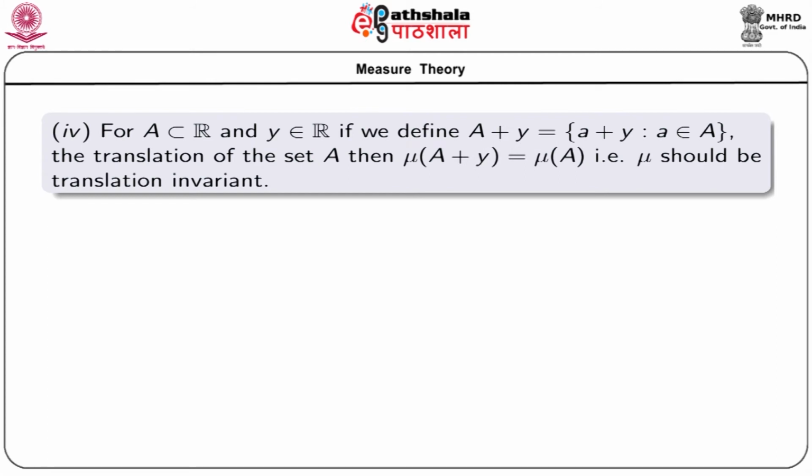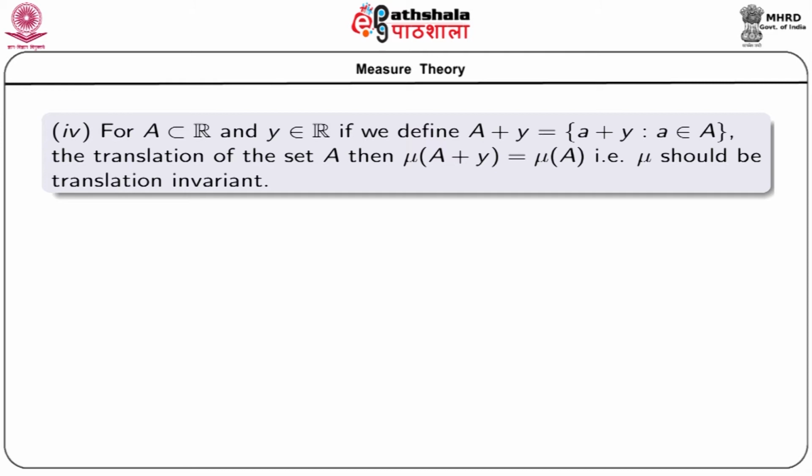Fourthly, see that for a subset A of R and y belonging to R, if we define A plus y as the collection of all points small a plus y, where small a belongs to capital A, that is, the translation of the set A with respect to the number y, then mu of A plus y should be equal to mu of A, that is, mu should be translation invariant.